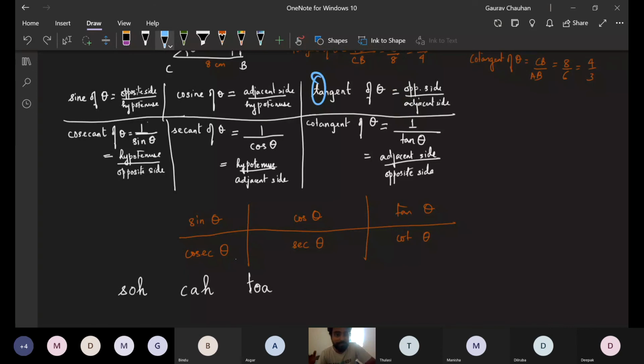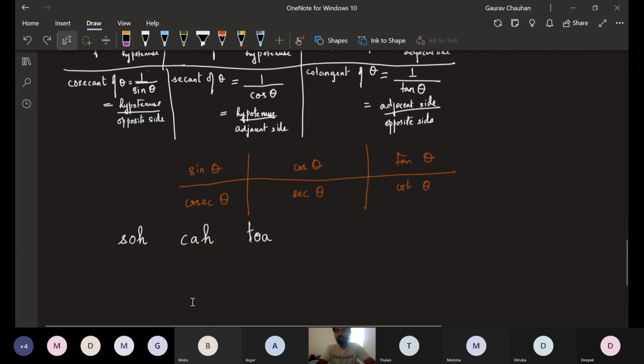Simple, no? You just have to remember this, and you will remember all these formulas. Then you have to remember which one is the reciprocal of which one, and that's all. You know cosecant is the reciprocal of sine, and secant is the reciprocal of cos, so automatically it will be h by o. Okay, so I'm going to quickly write this for you to remember.